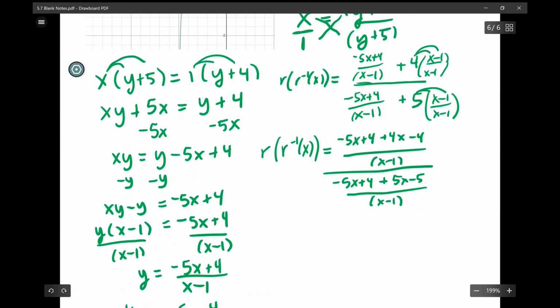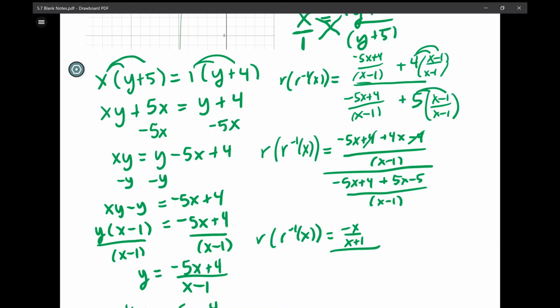All right, let's do some simplifying. Looks like we're going to get somewhere. Well, the 4's are going to cancel, right? And the minus 5x plus 4x gives me minus x over x minus 1. And in the denominator, the minus 5x and the plus 5x cancel. The 4 and the minus 5 give me minus 1 over x minus 1.